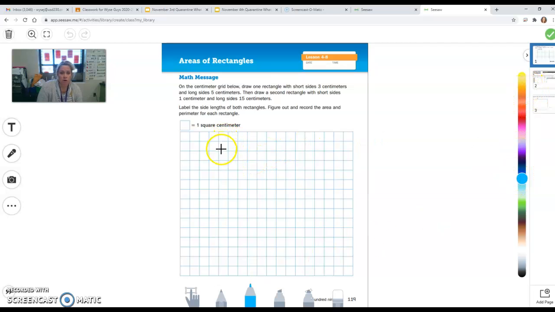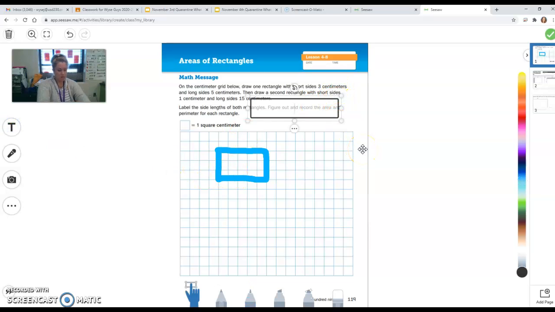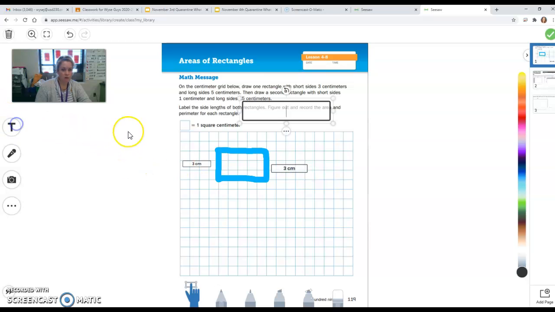All right, so if I want my shape to have 3 centimeters, so 1, 2, 3, and then 5 centimeters across, 1, 2, 3, 4, and 5. So my shape would look like that, okay? And then I would have 3 centimeters on my side right here, 3 centimeters on the other side, okay, and then across the top we would have 5 centimeters.